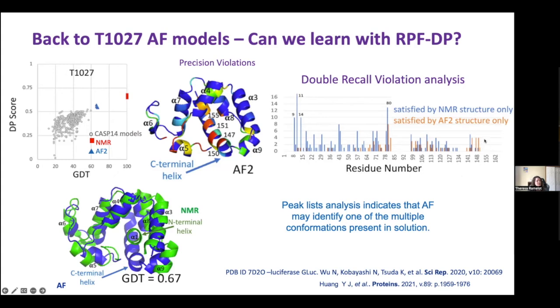So it sort of suggests that the AlphaFold structure may be identifying one of a possible multiple conformations that is present in solution. And so we think that seeing these differences could actually be suggesting that we have multiple conformations going on in solution. And that is why this AlphaFold structure is not matching the NMR data as well as the NMR structure here.